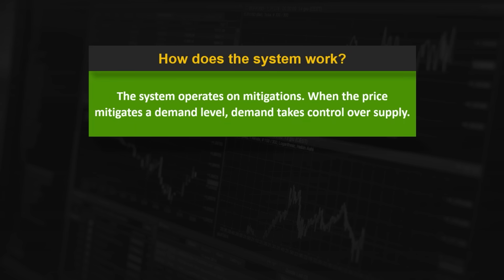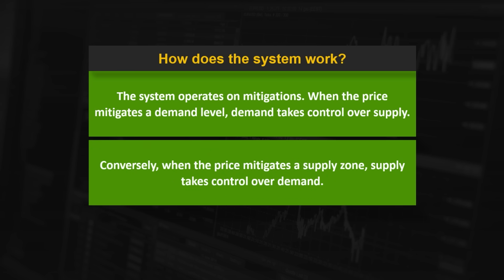How does the system work? The system operates on mitigations. When the price mitigates a demand level, demand takes control over supply. Conversely, when the price mitigates a supply zone, supply takes control over demand.